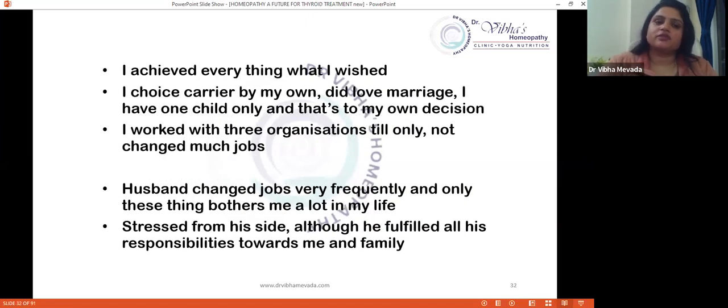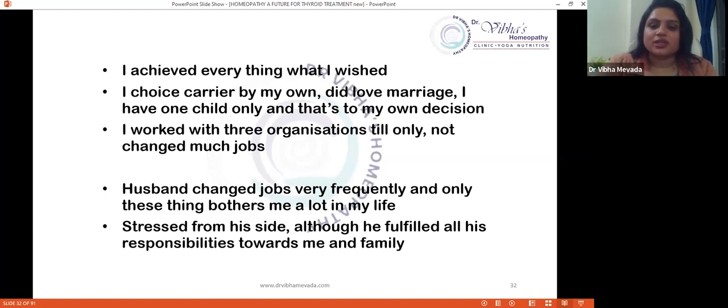As I proceeded with the case, the patient started explaining about herself. She said, "I achieved everything in my life. I did whatever I wanted to do. I chose my career on my own. I had a love marriage. I have one child, which was my decision. Till now, I have worked with only 3 organizations. I don't change my job so frequently."